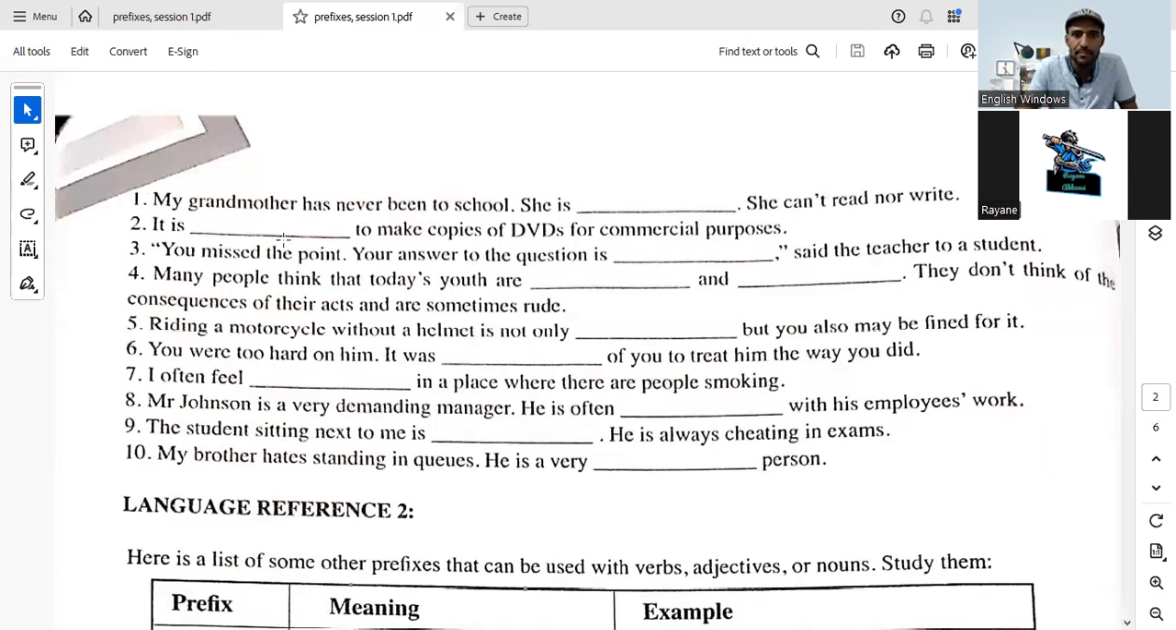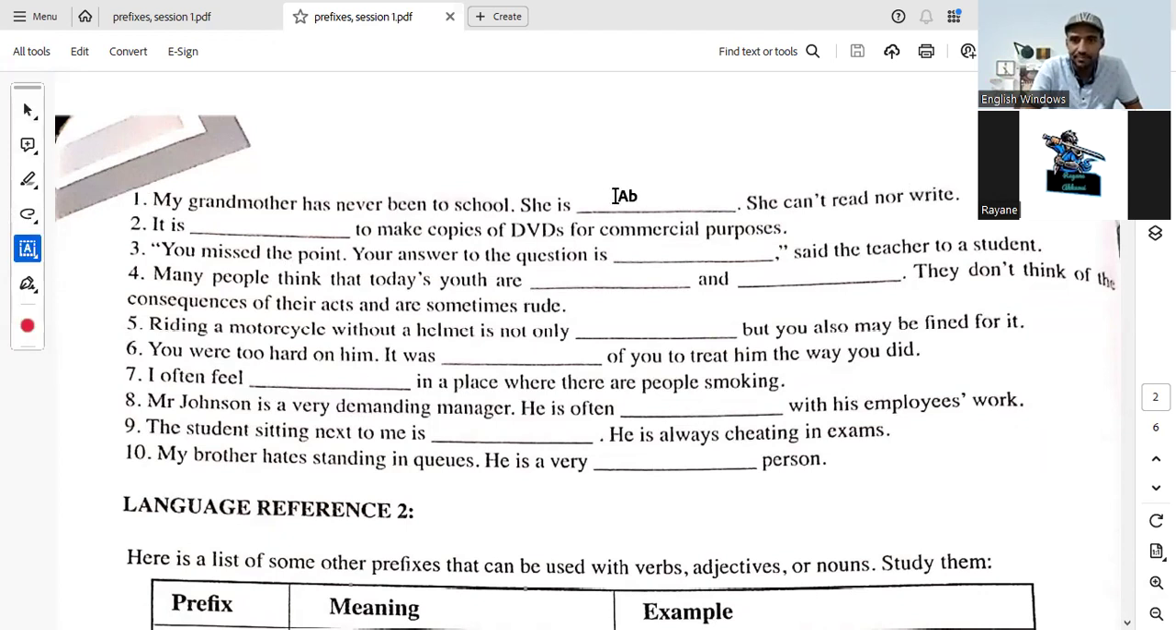My grandmother has never been to school. She has never been to school, okay? She doesn't know how to read or write. She is illiterate. Very good. She is illiterate. Great.